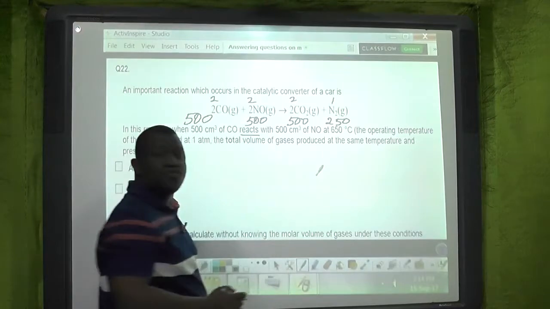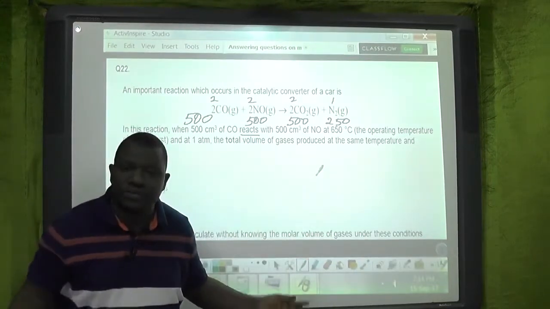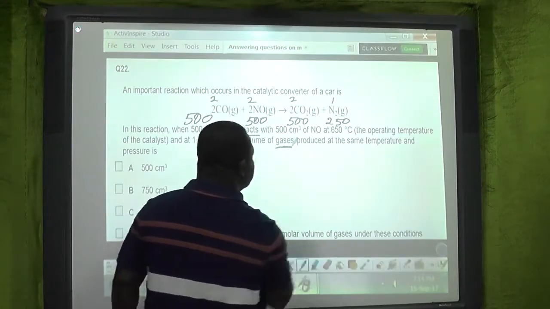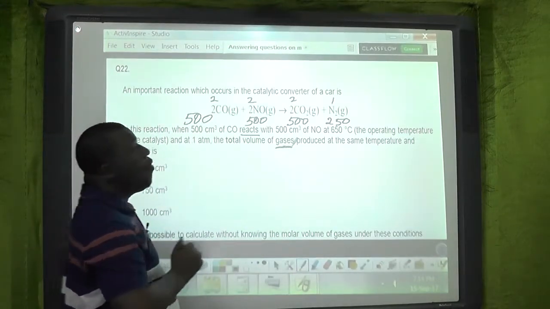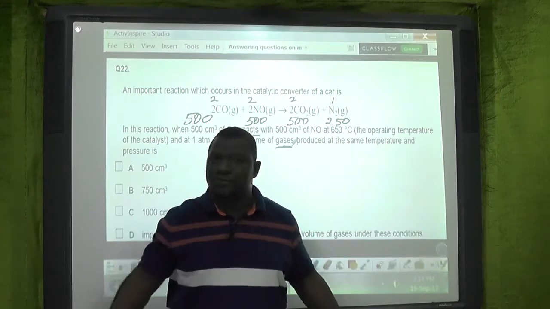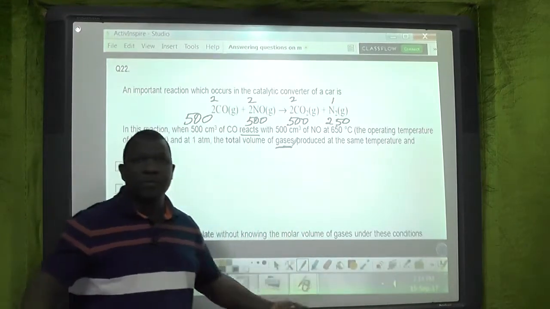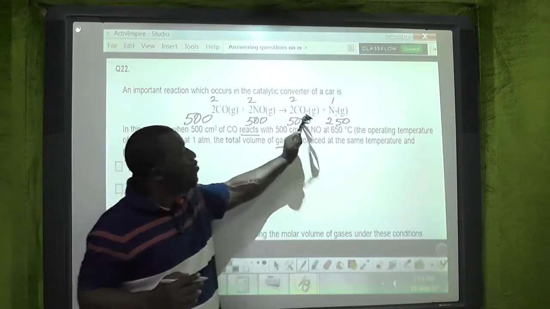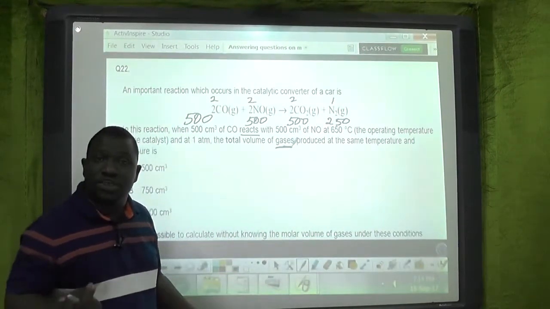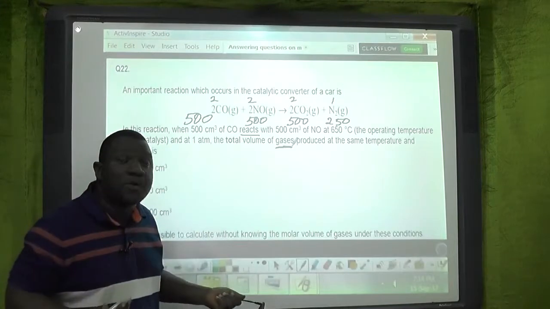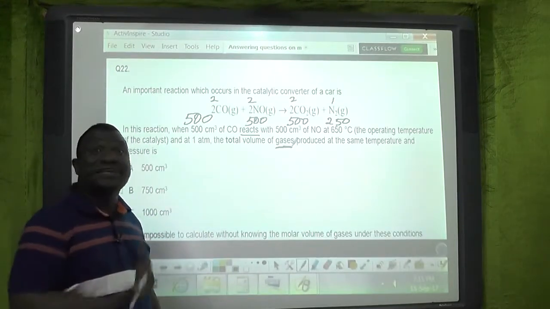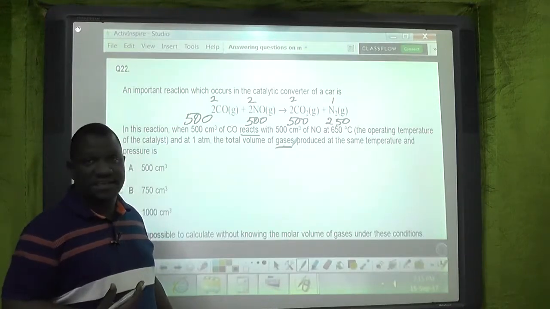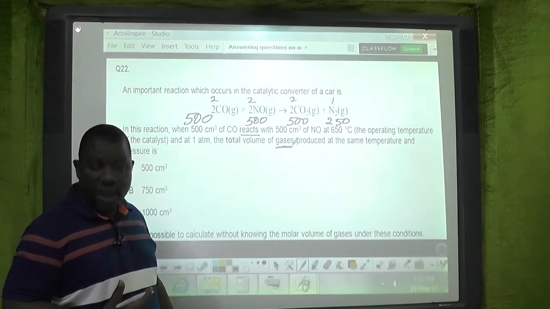Again, they are asking you the volume of gases produced at the end. Sometimes they may trick you. What is the volume of carbon dioxide produced at the end? What is the volume of nitrogen produced at the end? But now, gases, that means both of them, because sometimes in the question they may ask for one, and you may be so much in a hurry, you write both. And that answer will also be there. In multiple choice, they put a foolish answer and a wise answer. My students will always choose the wise answer.